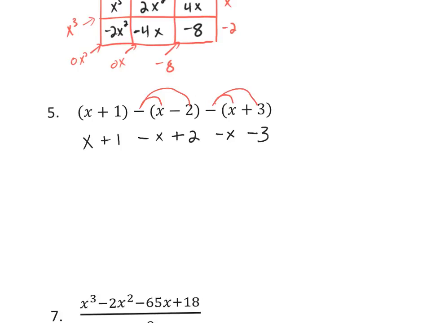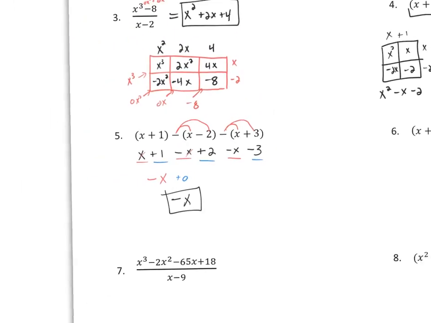Now all I've got to do is combine like terms. I've got my x terms right here, so x minus x minus x, so these 2 cancel out, and we're left with a negative x, and then I've got my plus 1 plus 2 minus 3, that's 3 minus 3 is 0, so plus 0, or we can just say my answer is negative x. I'd rather deal with a negative x than all of that stuff up top.